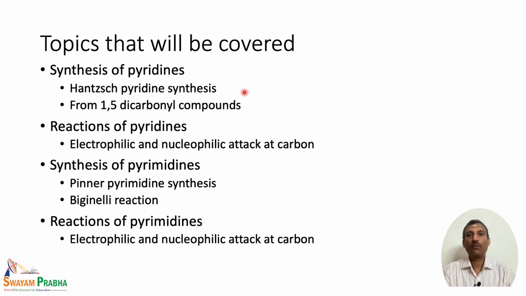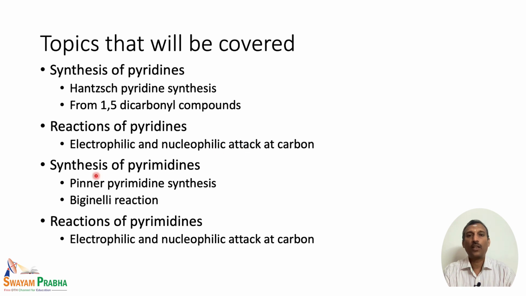The topics that will be covered in this session include synthesis of pyridines. We will be looking at how pyridine can be synthesized using Hantzsch pyridine synthesis. We will also be looking at the reaction mechanism for this particular reaction. Then we will be studying about how 1,5-dicarbonyl compounds can be converted to pyridine. Later on, we will study about reactions of pyridine. We will study two major types of reaction: one is the electrophilic substitution reactions and the other is the nucleophilic substitution on the pyridine ring. So both these reactions actually occur on the pyridine carbon atoms.